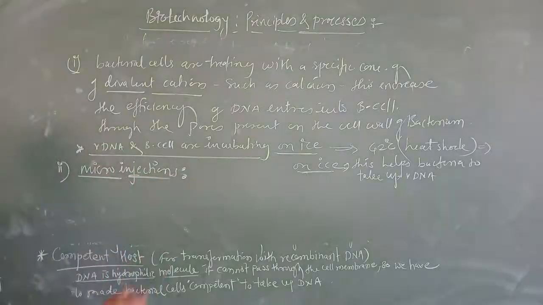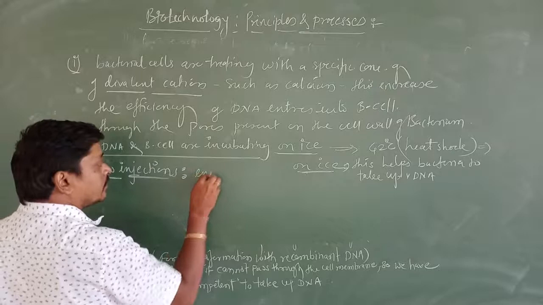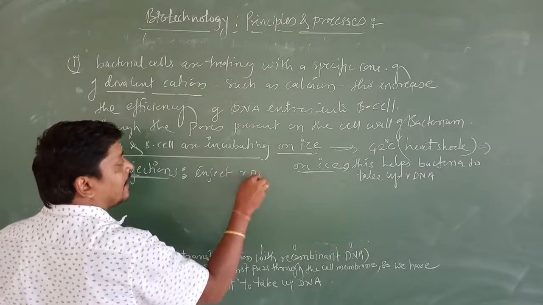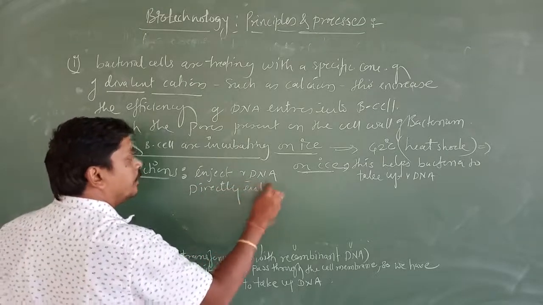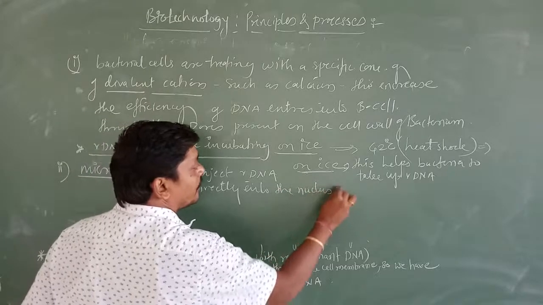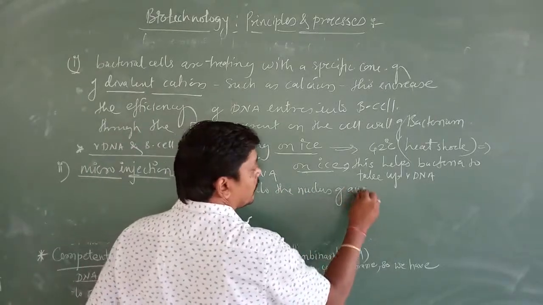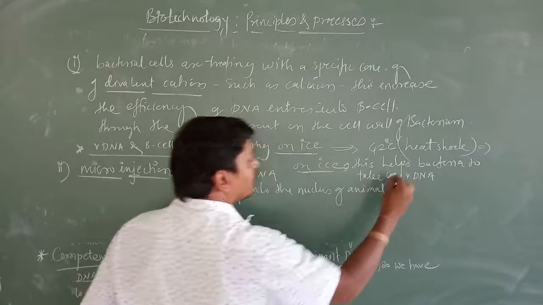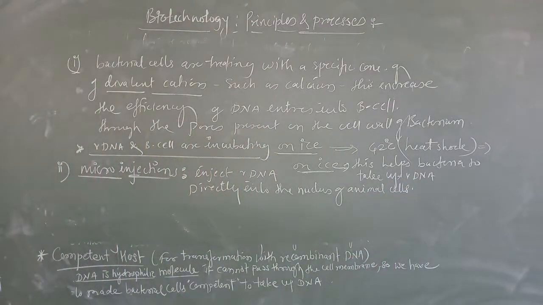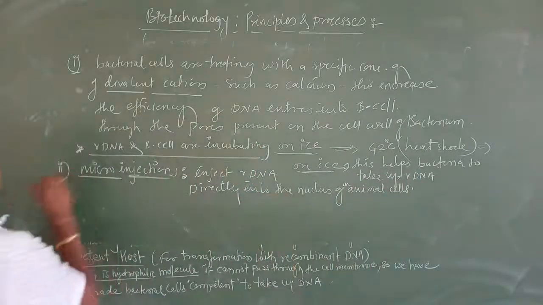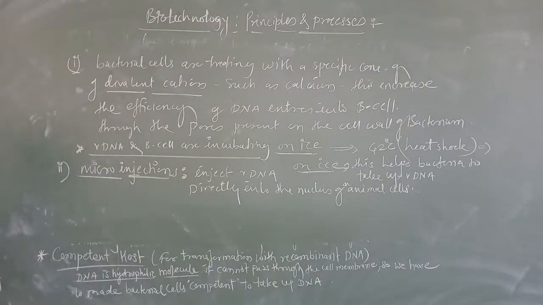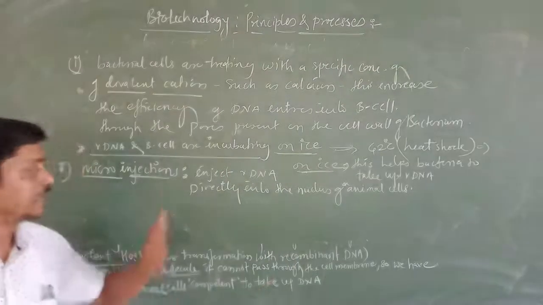Microinjection is the method in which we inject rDNA directly into the nucleus of animal cells. What I told you: rDNA is directly injected into the nucleus of an animal cell. The previous method was to make the bacterial cell competent to take up the DNA.